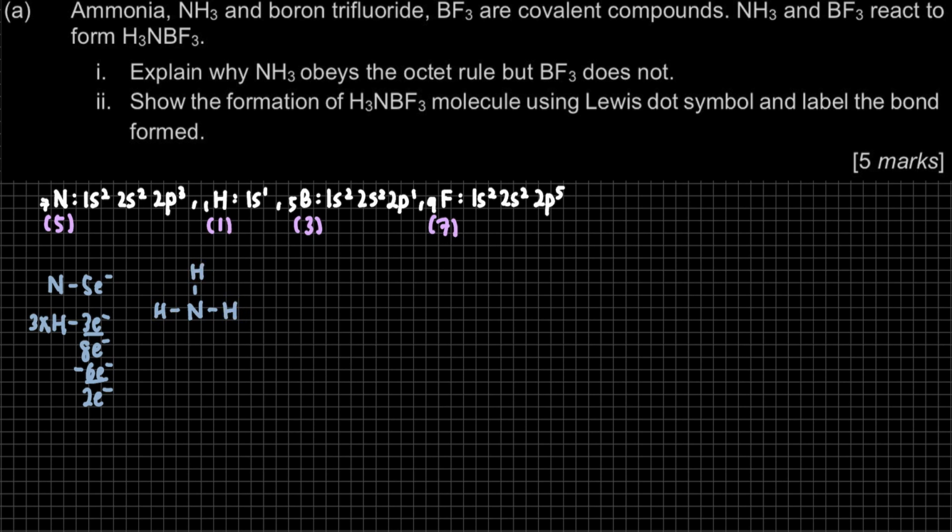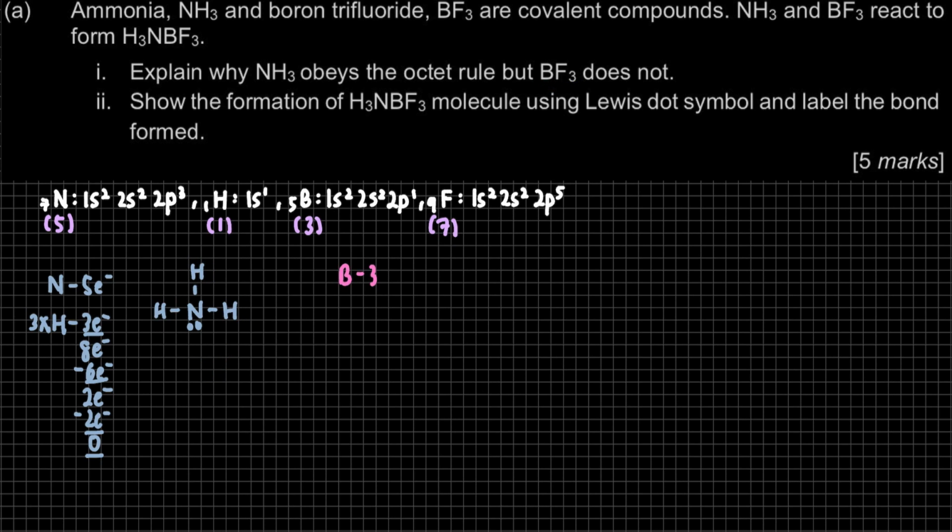So where should we put it? We put it on our central atom. Then we have 0 electrons left. Then we check whether all the atoms achieve octet or not. Hydrogen only achieves a duplet, so it's fine. Okay, next we're going to draw BF3.